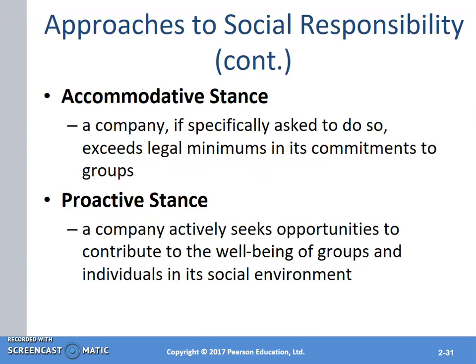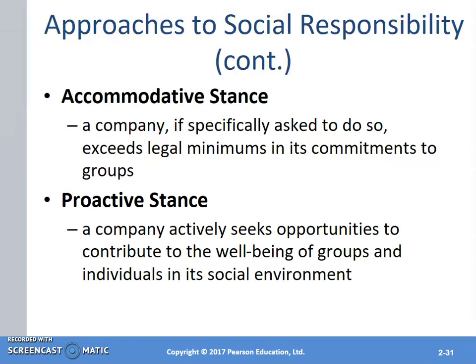Okay, and then the third one is the accommodative stance, which is where the company, when specifically asked to do so, will exceed the legal minimum and its commitment to the group. Accommodative means that the company does the social responsibility willingly, but at a minimum level. Maybe the company has constraints in terms of financial or employees to do the corporate social responsibility, but they have the intention to do it. So that's why they do it at the minimum level. It is not about legal action, but they are willing to do it. So we call it the accommodative stance.